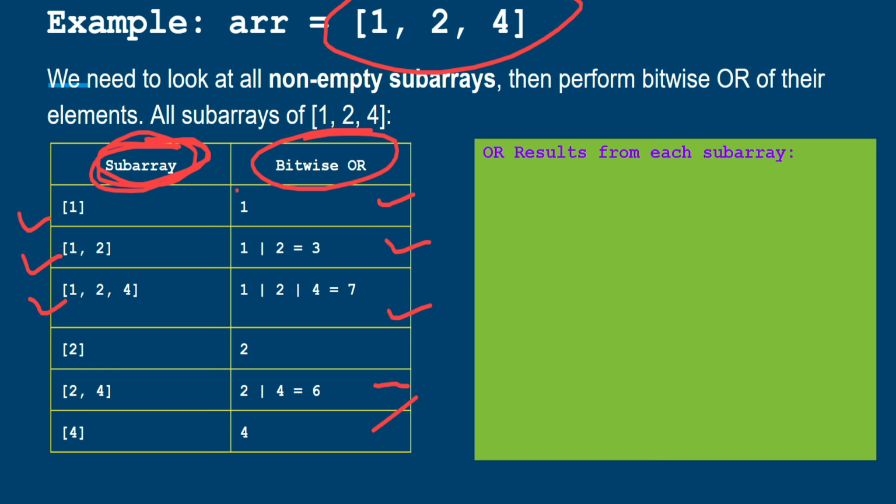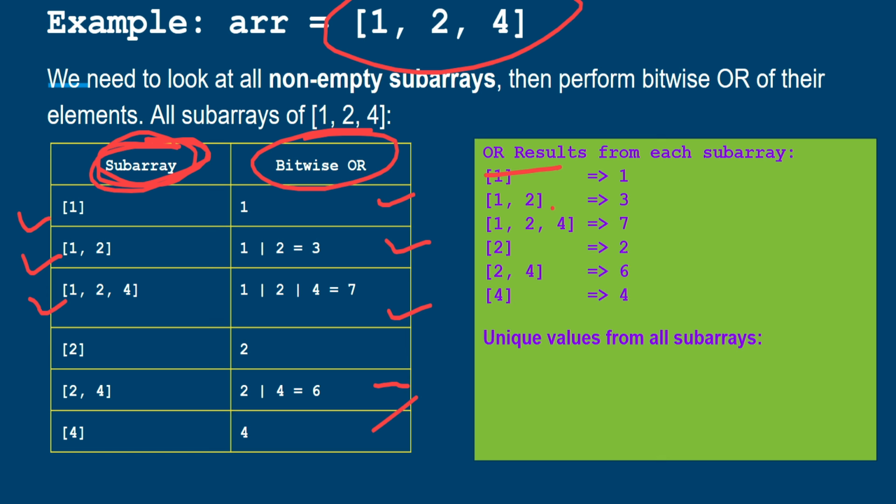Then what do we need to do? So the OR result is what? From each subarray we will get what? For 1 we are getting 1, for 2 we are getting 2, for 1 2 we are getting 3. Like this we will get all these results, right? So what are the unique values? There can be repeated values, but for us we are not getting any duplicate value in this, right? Okay, so all the unique values from the subarrays are 1 to 7, right?